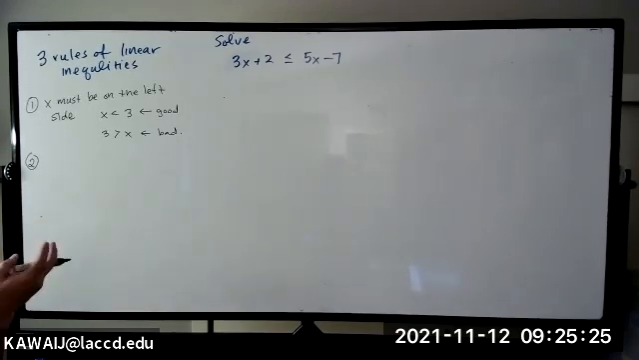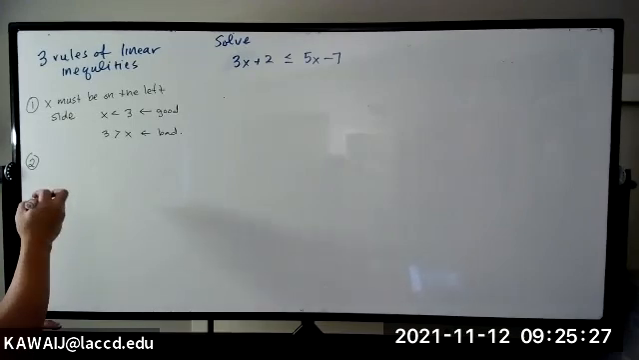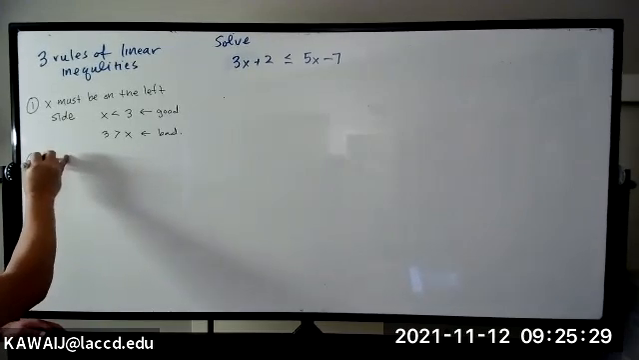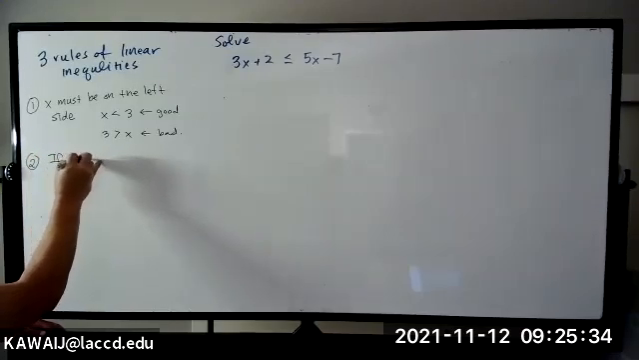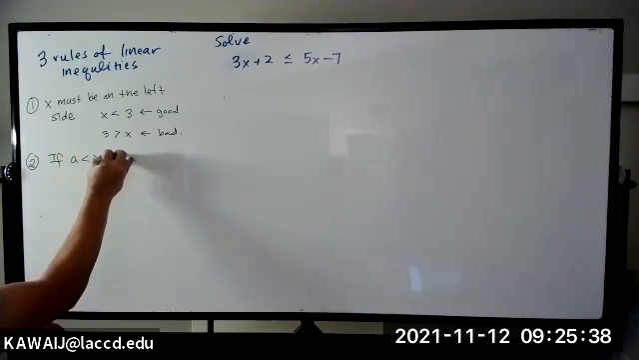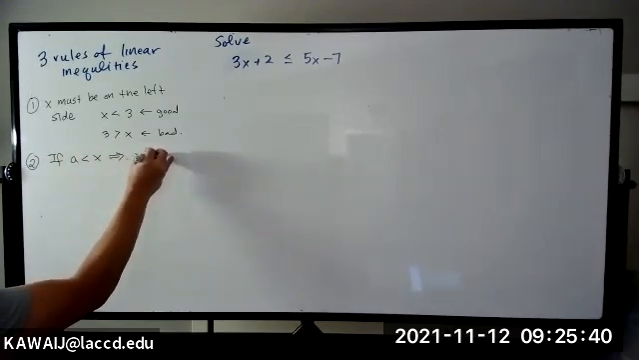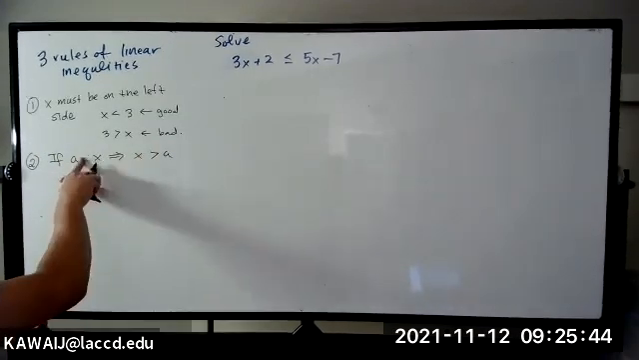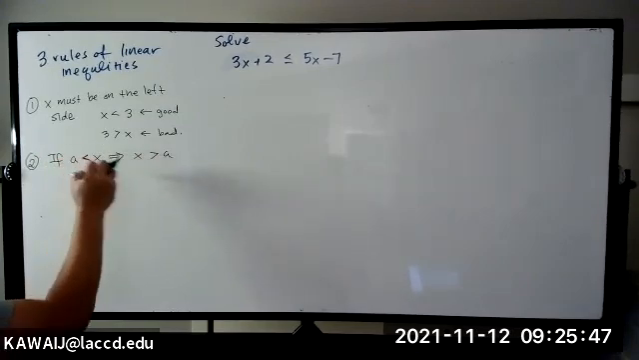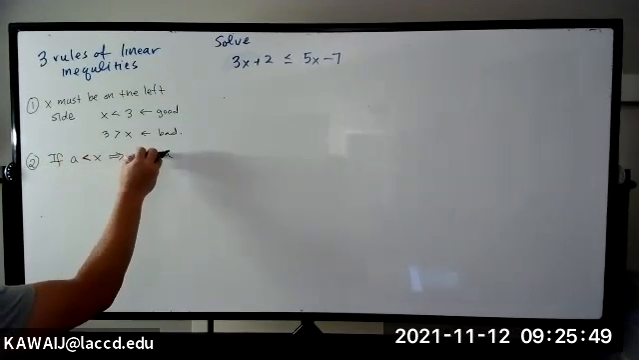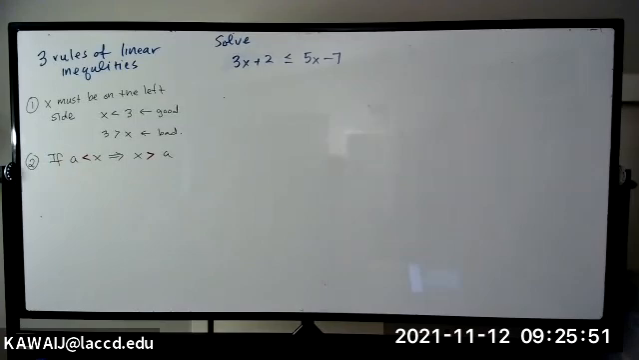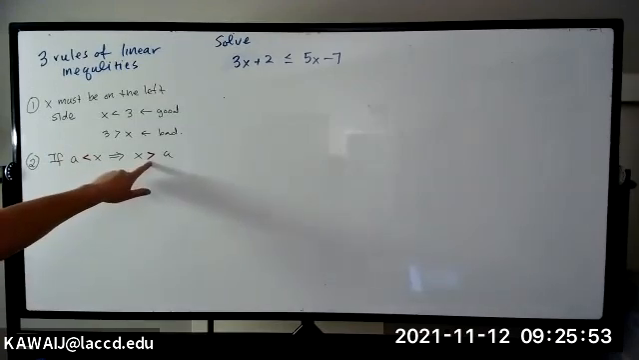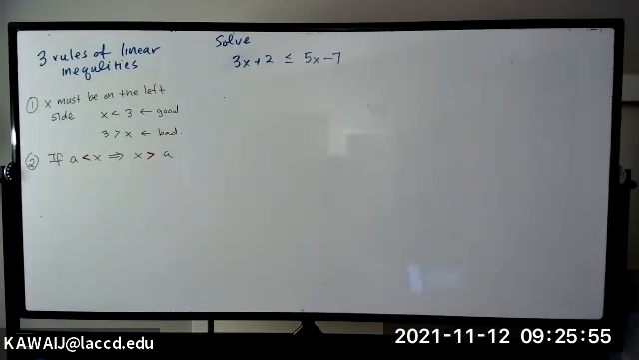If you swap the sign, you have to swap the inequality. Okay, so if A is less than X, then this should turn into X greater than A. So if the number and the variable switch sides, then the inequality flips.